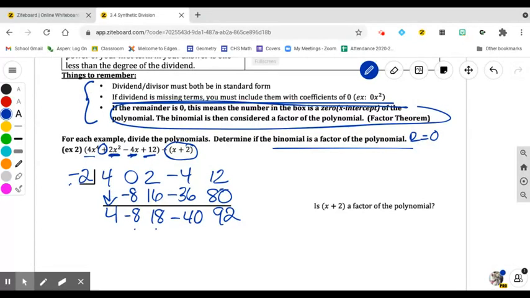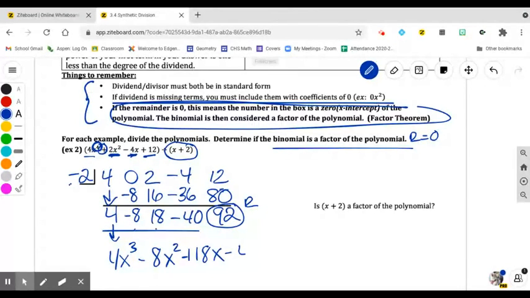Done. Well, sort of. This is our remainder. We take these to write our answer. So see how this one, the highest degree was 4. So now instead of x to the fourth, it's going to be x to the third minus 8x squared plus 18x minus 40. So see where I'm getting that from? The 4, the -8, the 18, the -40. And then our remainder is going to be plus 92 over x plus 2, the divisor.